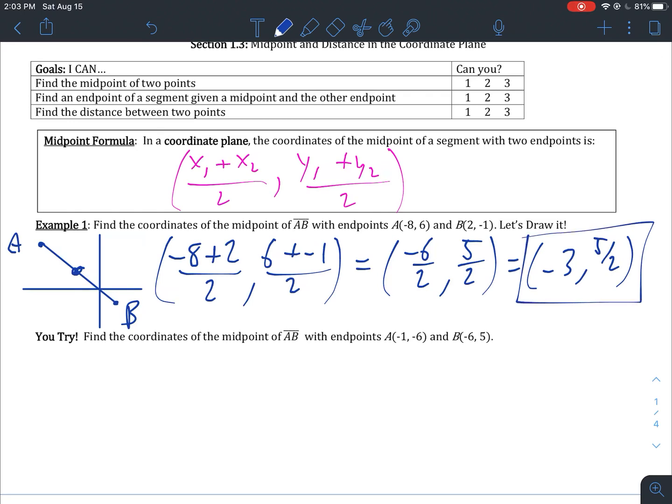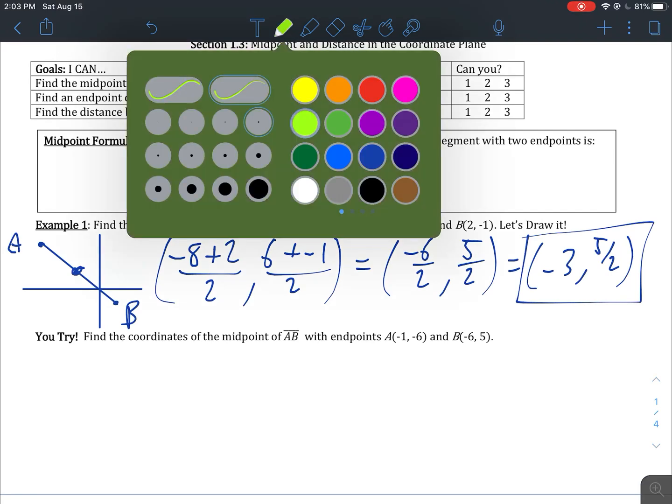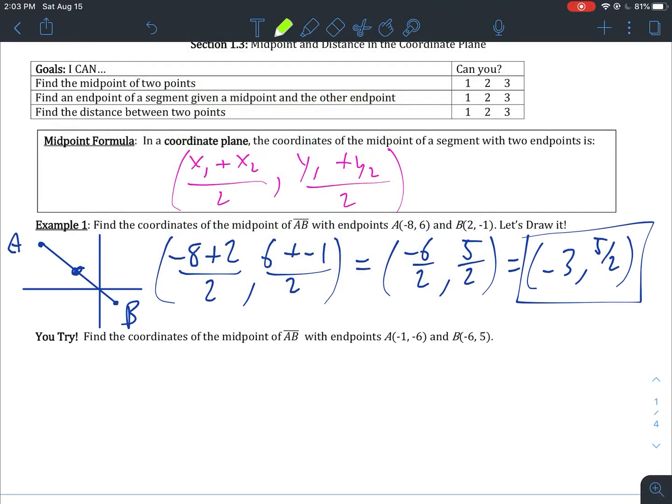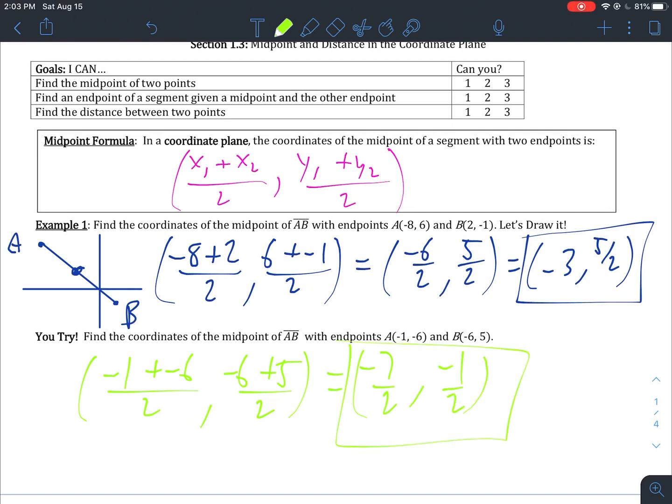Okay, pause the video there, and please try the next one. All right, here is the work you should have done for the next problem. And that's it. I would just leave it as -7 halves, -1 half for my answer. Okay, if you want to write it as -3.5, -0.5, that's fine.